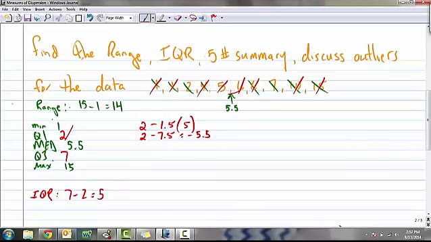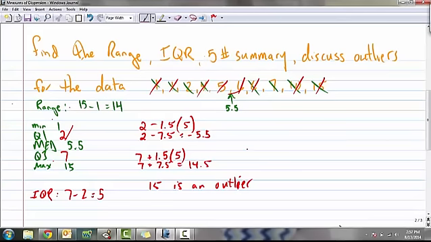Let's go the other direction. 7 plus 1.5 times the IQR. That's Q3 plus 1.5 IQRs. So that's 7 plus 7.5, 14.5. Do we have any data values bigger than that? And yes, we do. 15 is an outlier.